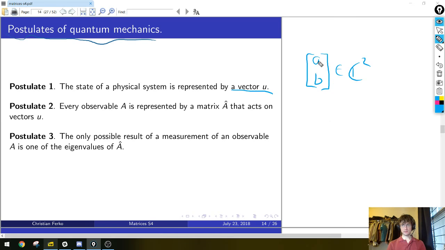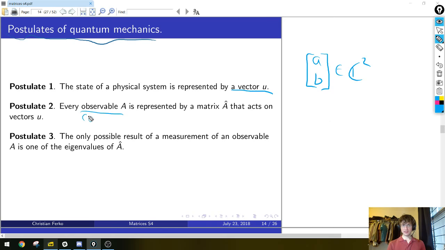So you have two numbers a and b which are both complex, and the vector of those two numbers tells you the complete state of the electron. This is the most information you could possibly know about the electron, encoded in this vector. So that's postulate 1.